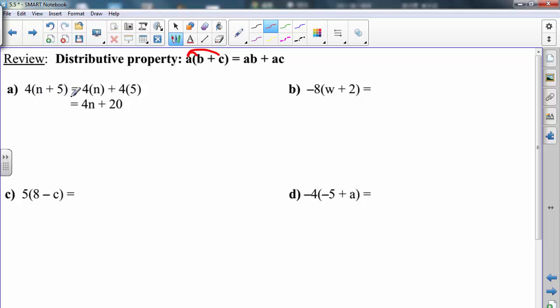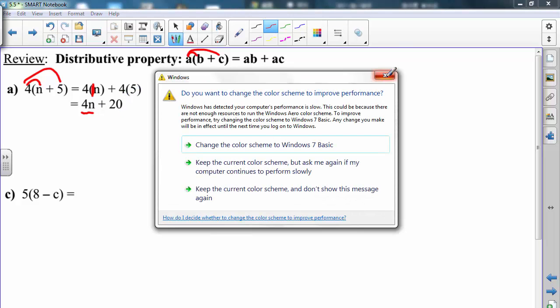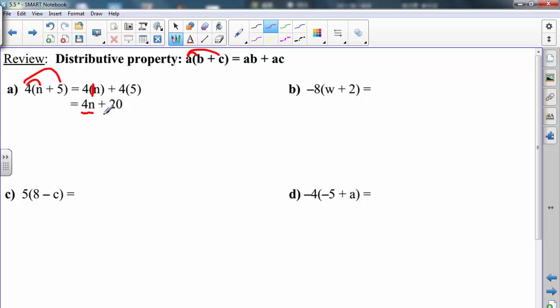Let's look at the first example. 4 times brackets n plus 5. I distribute this 4 into each term in the brackets. It becomes 4 times n plus 4 times 5. 4 times n, 4 times 1n, 4 times 1 is 4. So we can get 4n as the first term. 4 times 5, this one is easy, it's 20. Keep the plus sign in the middle.